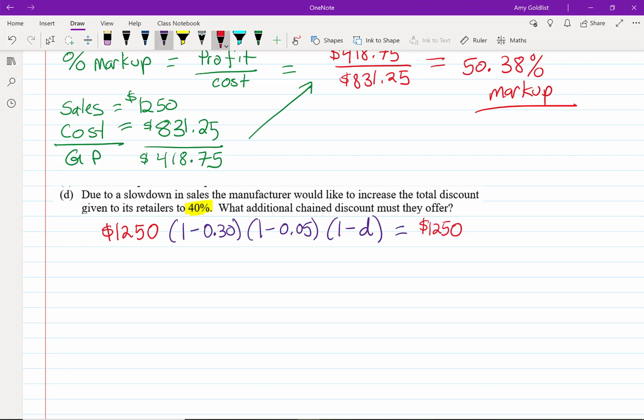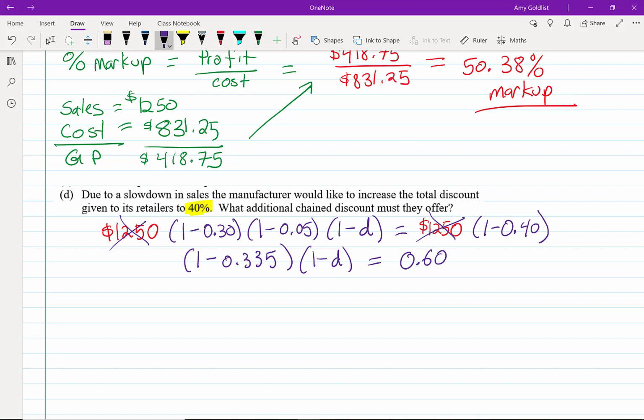equal to $1,250 again, times 1 minus 0.40. Once we have it written out this way, there are lots of ways we can solve it. I like to observe that that $1,250 is the same on both sides, so I don't actually need to know what that is. I also know what 1 minus 0.3 and 1 minus 0.05 is. That is the same as 1 minus 0.335 because we've done that. 1 minus D equals 1 minus 0.4, which is 0.60. So now I can divide both sides by 1 minus 0.335.